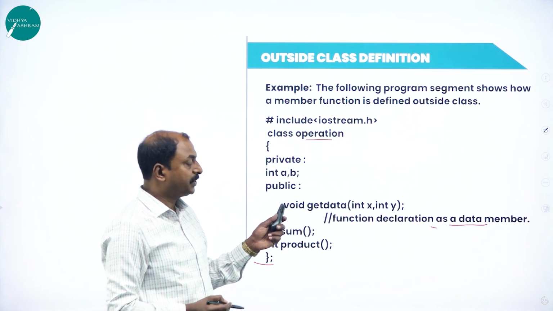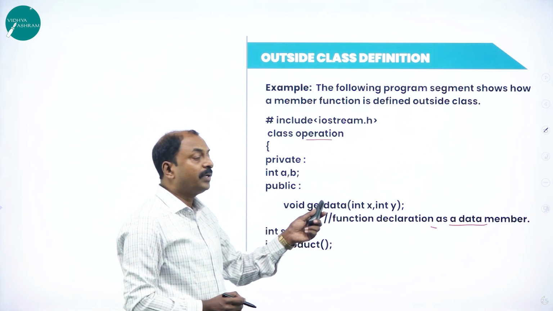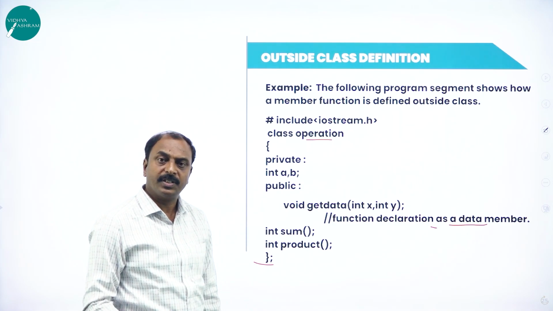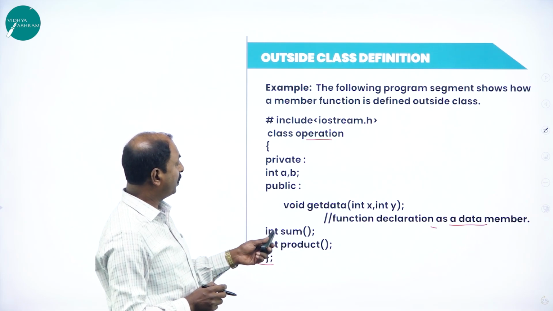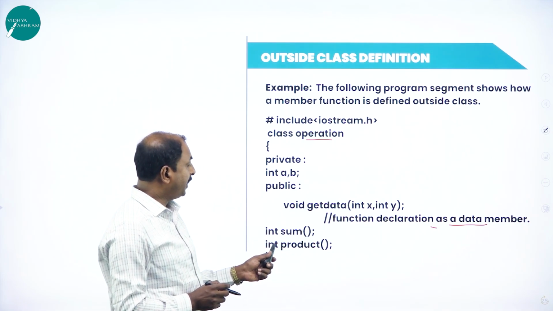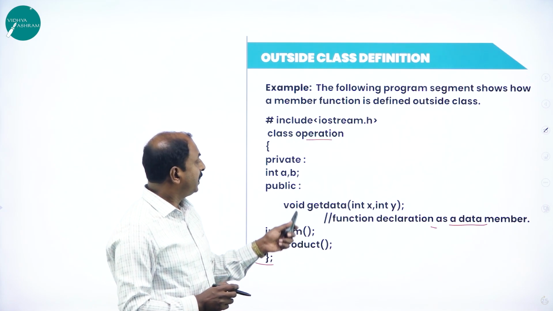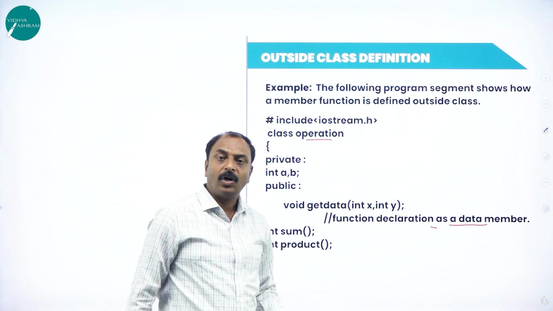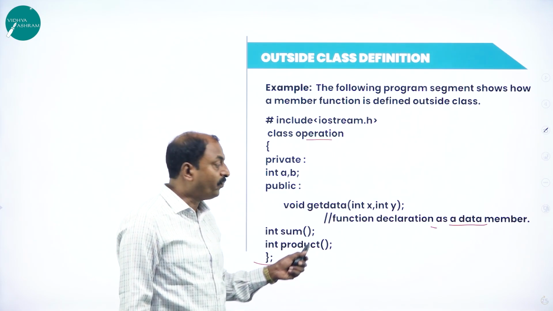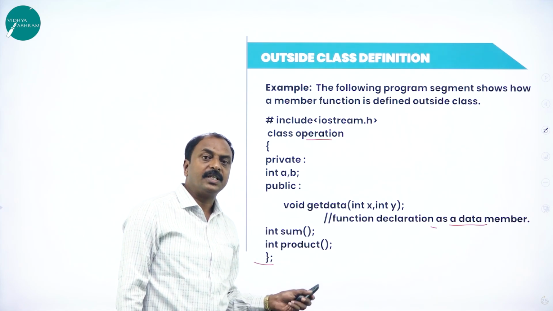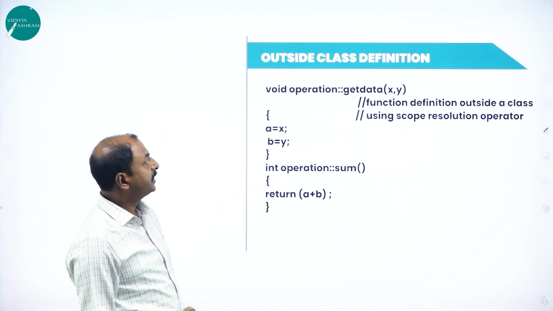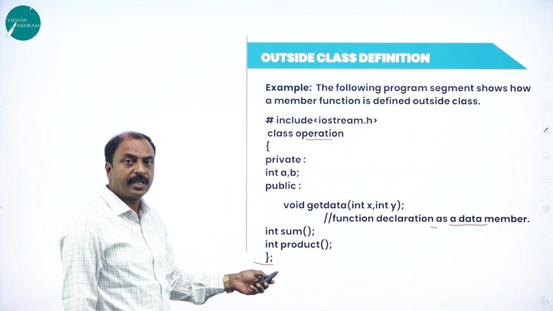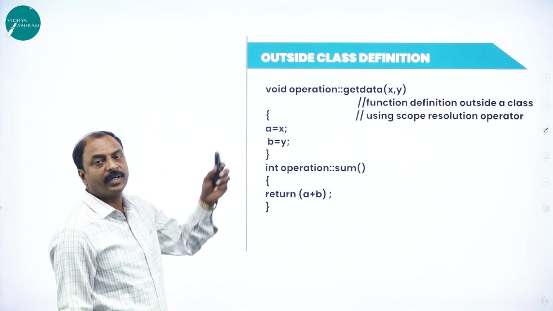Observe that here we have only declared the function, but we have not yet defined it, meaning we have not written the function definition. Similarly we have some more functions here, int sum and int product. These functions are declared inside the class, and then we close the class. Next, after this, we have to write the function definitions for all the functions declared inside the class. Now let us see this example. After closing the class, next we have to proceed with the function definition.